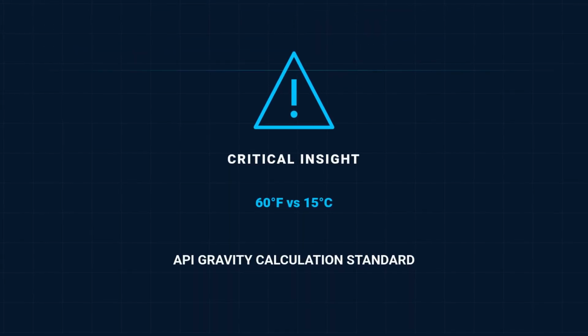A critical insight: always verify your reference temperature is 60 degrees Fahrenheit for API gravity calculations, as using 15 degrees Celsius will produce incorrect results.